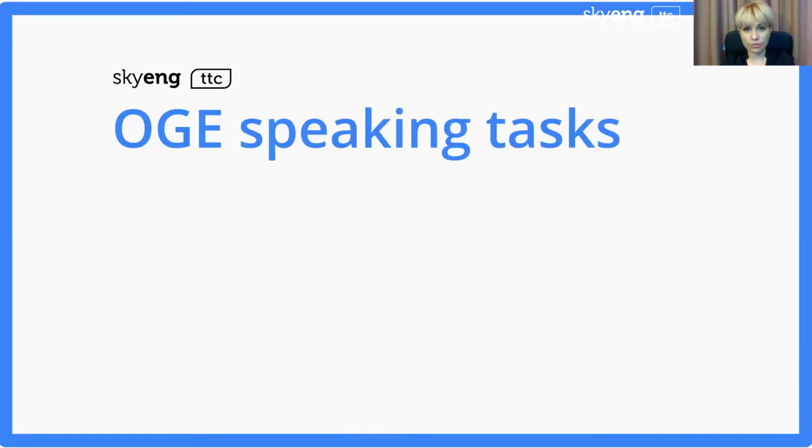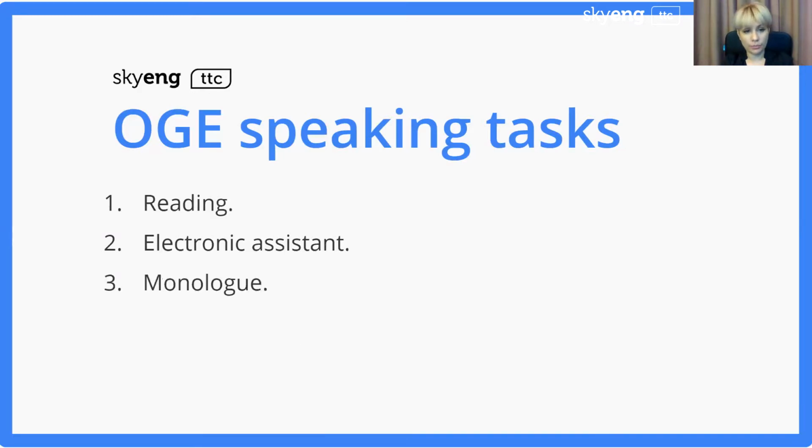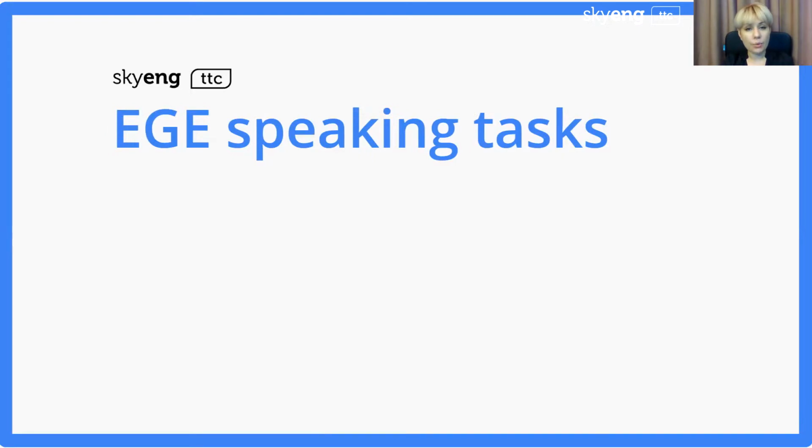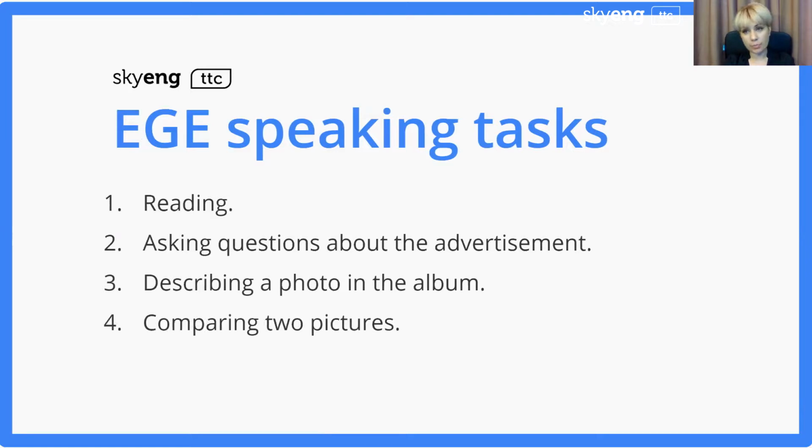As far as we know, OGE speaking tasks have 3 exercises: reading, answering the questions of the electronic assistant, and a monologue. If we talk about EGE, we have reading. Also, they are going to ask questions about the advertisement. It's the second task. The third task is describing a picture as a photo in the album. And the fourth task is comparing two pictures. So these two are usually quite complicated for students.